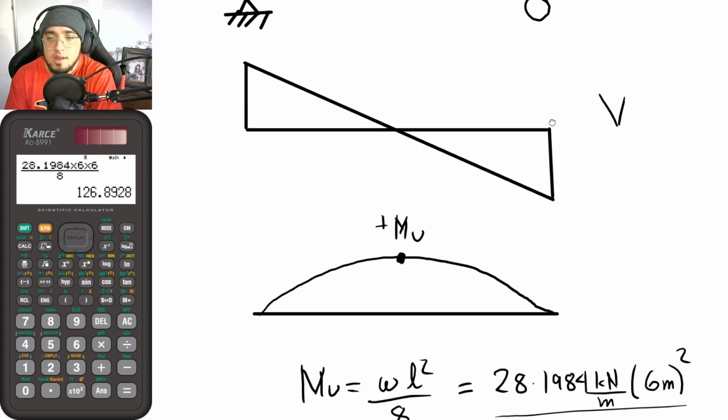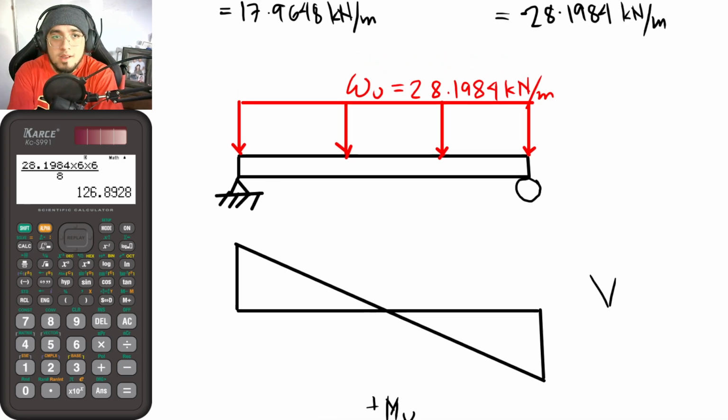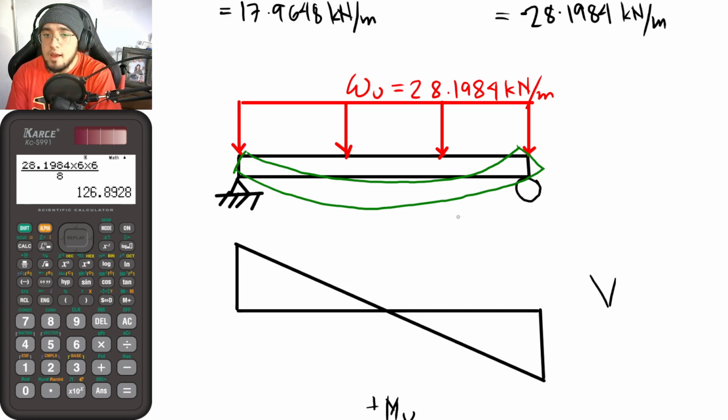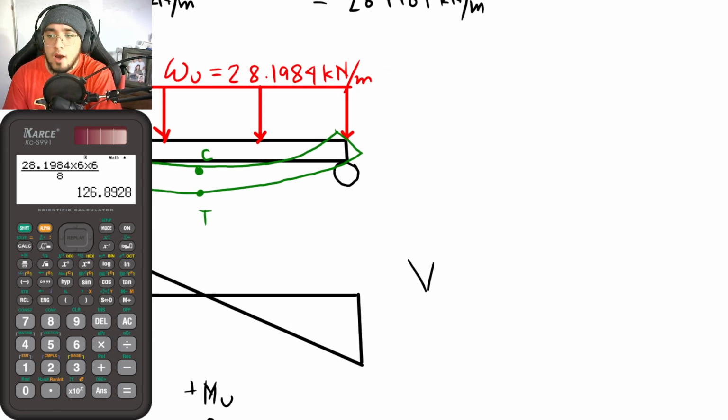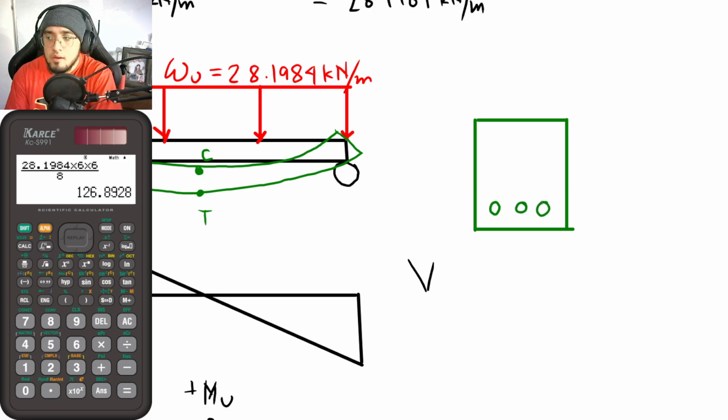Meaning by positive, guys, if this is now a positive moment, its bending would now emulate a smiling face. So meaning guys, if it is positive, its bending would now be like this. Okay? So this is now the manner of bending. And from that guys, as you can see, the top portion would be the one that is subject to compression, and the bottom part will now be subject to tension. Meaning that for our design, the rebars should be located at the bottom part, since the tension side is located at the bottom part.